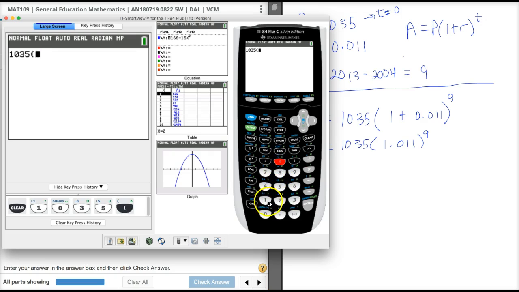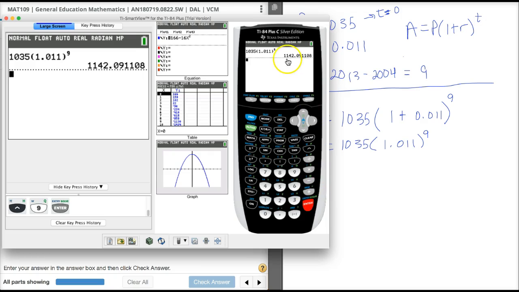Do parentheses, then 1.011, close parentheses. And we use this button to raise to the exponent, do 9, and we get this amount here. So the population of 1,035 million people will increase to 1,142 million people and some change. Now, if you do not have a graphing calculator, and you can't type it into whatever calculator you're using like this, then what I suggest is that you do this in pieces.